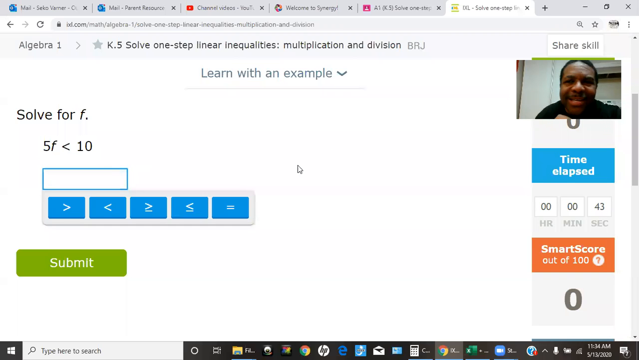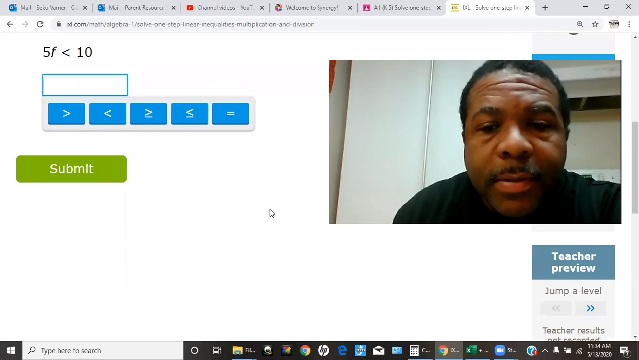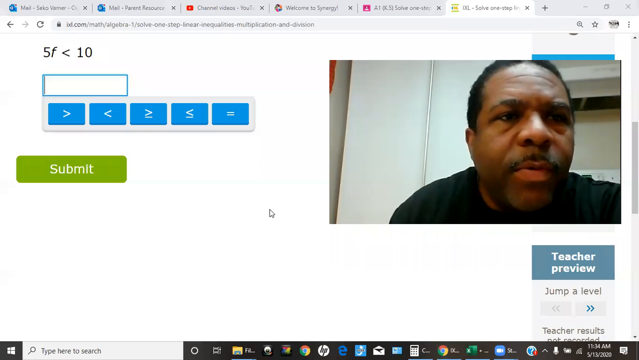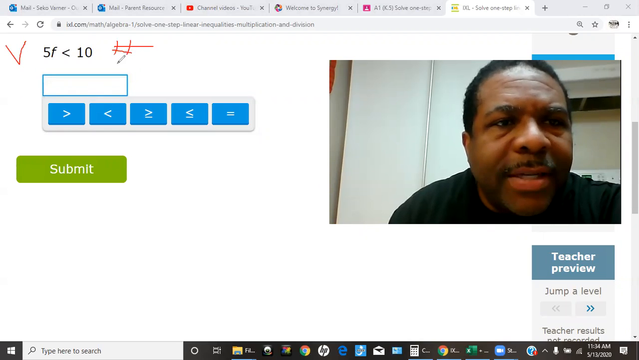All right, time to knock out K5. This is super duper simple. I want to make it super duper simple. Let's keep in mind, we want to have our variables on this side and our numbers on this side. So that's how we're going to solve it.